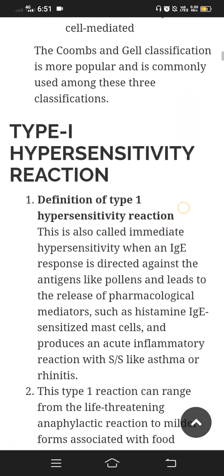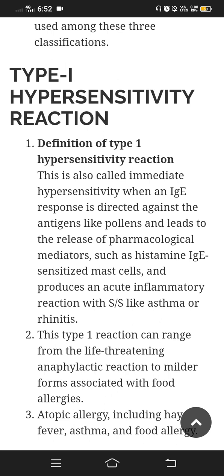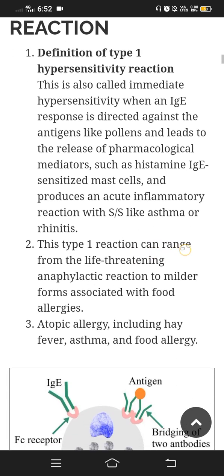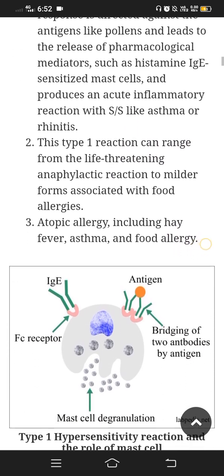So, type 1 hypersensitive reaction. Definition: this is also called immediate hypersensitivity, when an IgE response is directed against antigens like pollens and leads to the release of pharmacological mediators such as histamine from IgE sensitized mast cells. It produces an acute inflammatory reaction with symptoms like asthma or rhinitis. This type 1 reaction can range from a life-threatening anaphylactic reaction to milder forms associated with food allergies. Atopic allergy includes hay fever, asthma, and food allergy.